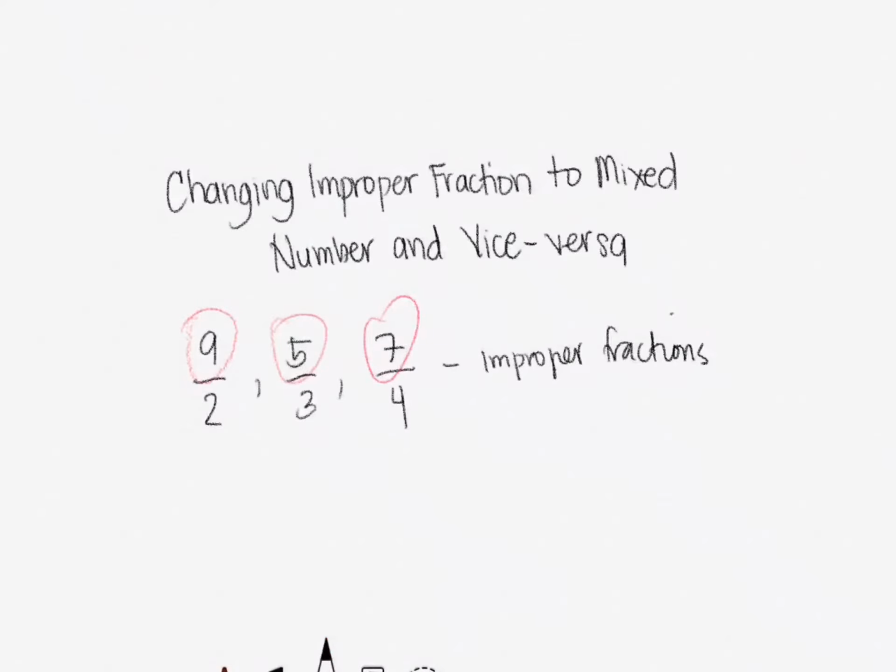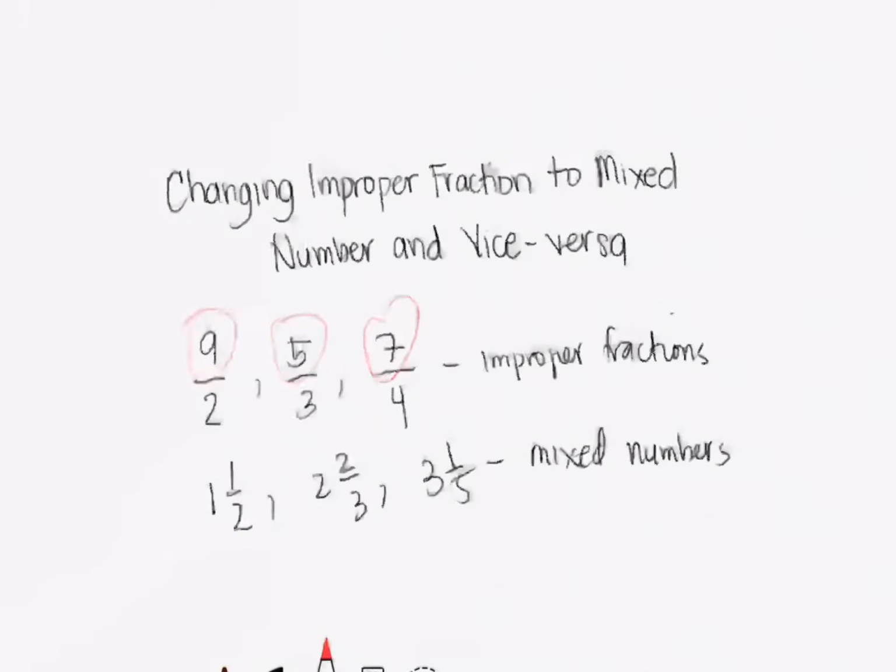And then we also have the mixed number. So examples of mixed number are 1 and 1/2, 2 and 2/3, 3 and 1/5. These are mixed numbers. Since meron silang combination of whole number and then a fraction. So that's why they are called mixed numbers.